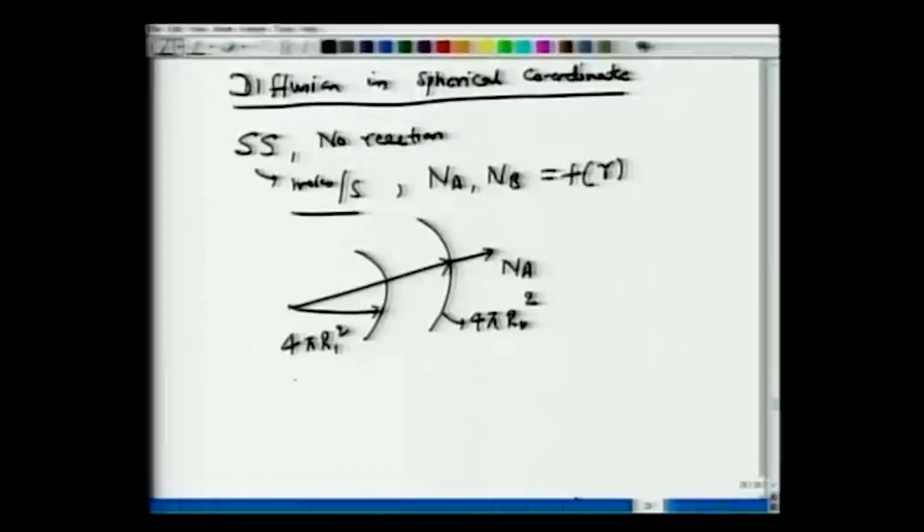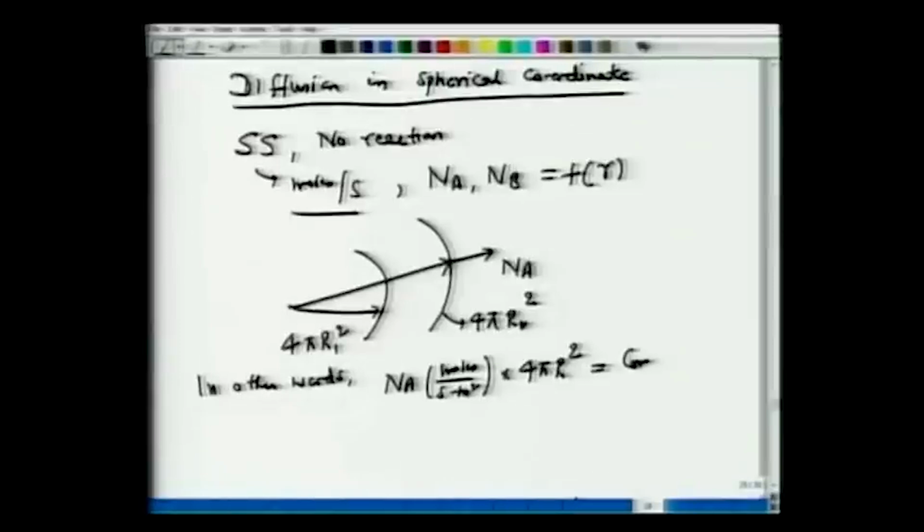In other words, Na, which is moles per second per meter square, times 4 pi r square, this will be conserved, this will be constant. So what is constant here in the case of spherical coordinates is moles per second and not moles per second per meter square. Similarly, if we have cylindrical coordinates, then Na times 2 pi r L, that's a constant.